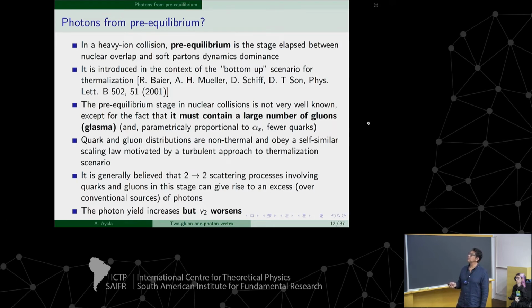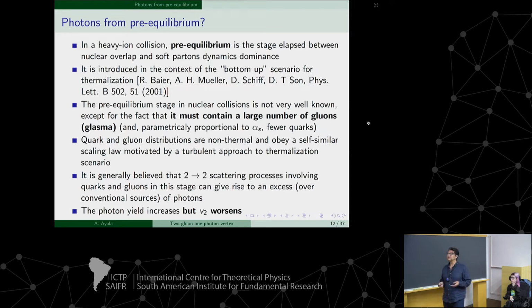But nevertheless, what people say is, okay, let's imagine that we have a quark and gluon distribution. These are not thermal distributions. They have been discussing a lot of options. One of them is that the distribution obeys a self-similar scaling, which is motivated by a turbulent approach to thermalization. I'm not going to talk about these details, but in general, these occupation numbers are typically used to weigh 2-to-2 scattering processes that involve quarks and gluons to produce photons.